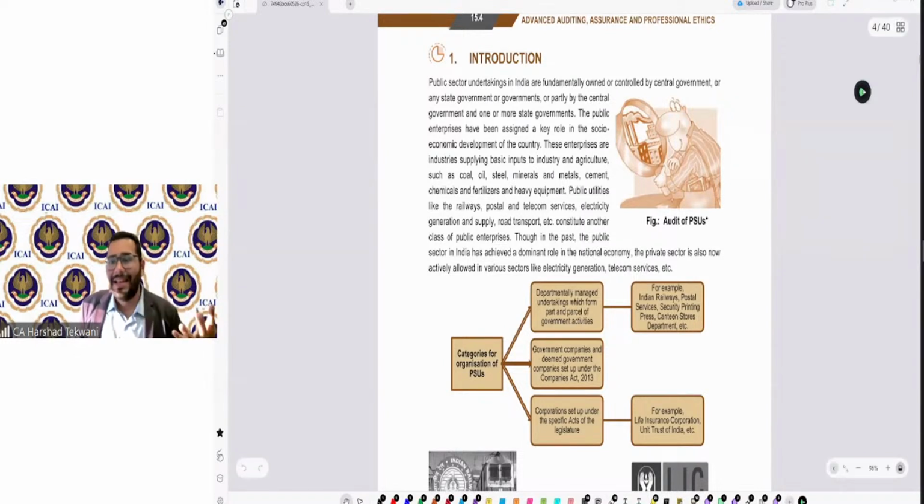Now, once we understand basically how they work, we will be able to perform the audit. But to perform the audit, we need to think of how to perform the audit. What should be the planning? What should be each and every step in the audit that we are going to perform? So here I will be providing an overview of the framework that one should follow while auditing public sector undertakings. And to understand that framework, we need to first get familiar with certain terms and concepts which are unique to public sector undertakings.